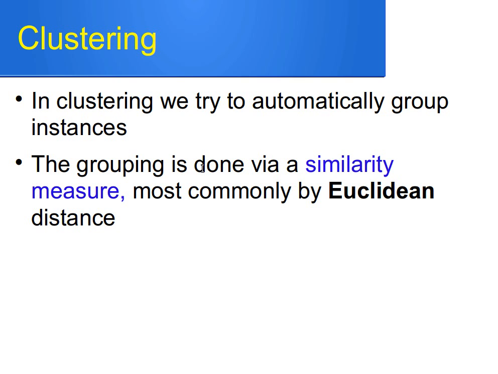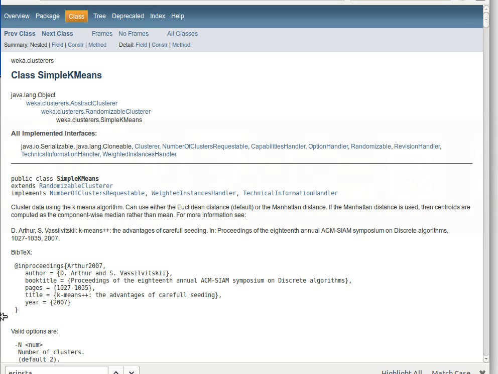The grouping is normally done via a similarity measure, most commonly using the Euclidean distance, so measuring distance between different instances and then deciding whether they should belong to the same group or cluster or not. Regarding clustering, I have three or four videos. If you look them up on my YouTube channel, I have an explanation of what clustering is and an explanation of a couple of clustering algorithms.